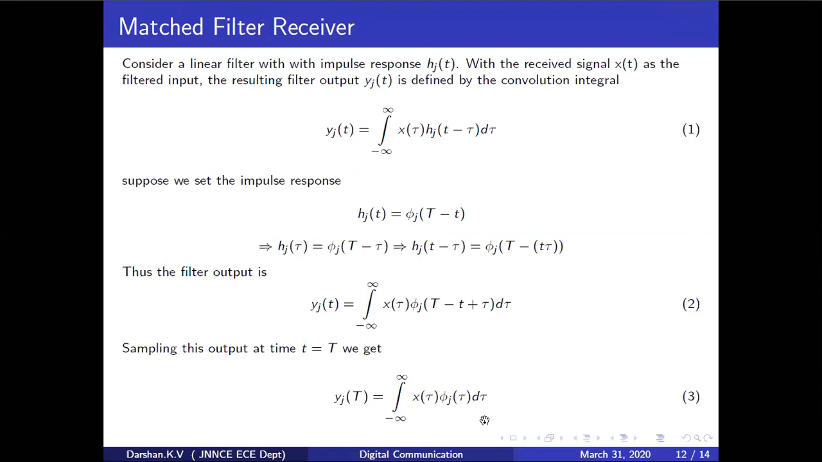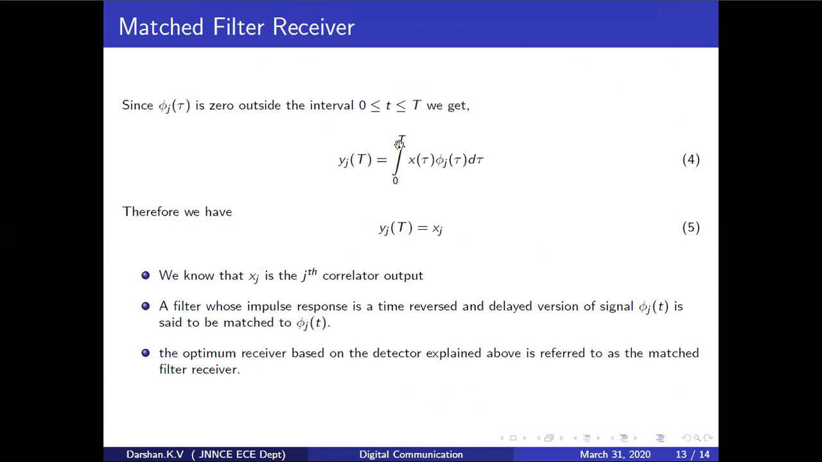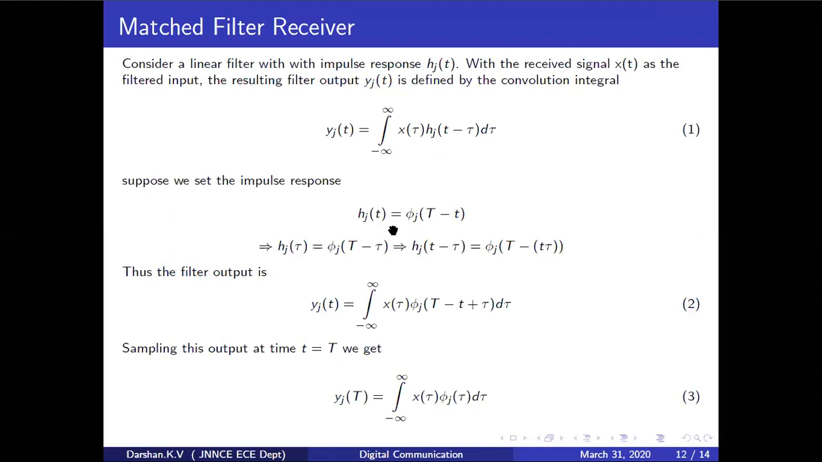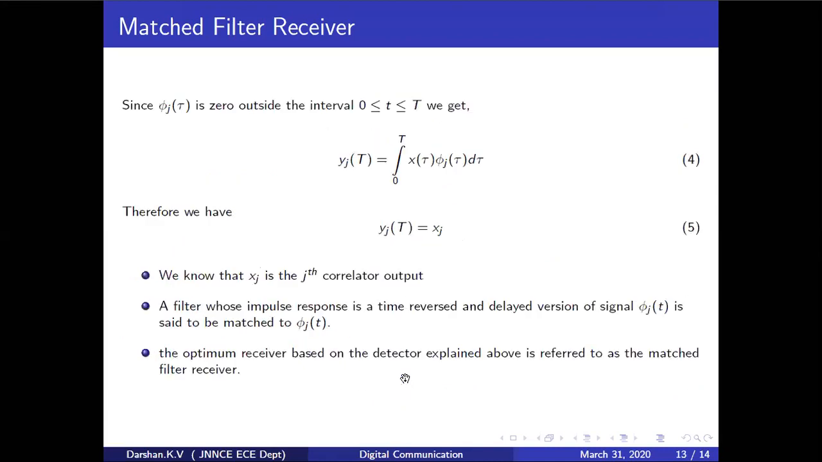Now get into the expression. Phi j's are not unlimited signals, they are limited signals. So what is the range of phi j? It is from 0 to T. Therefore the integration limits would change from minus infinity to plus infinity, to 0 to T.